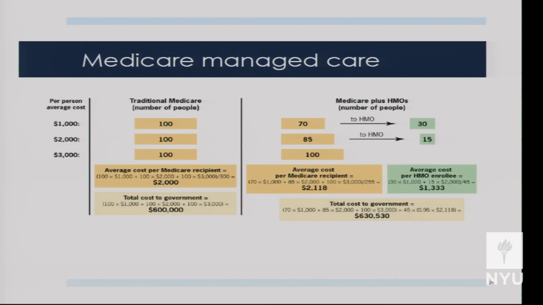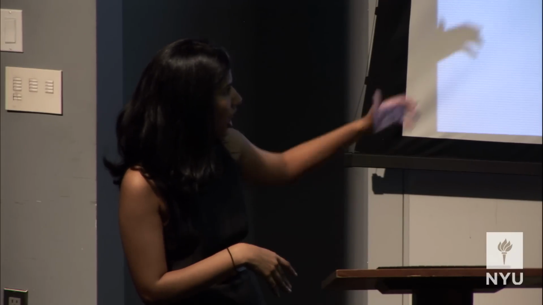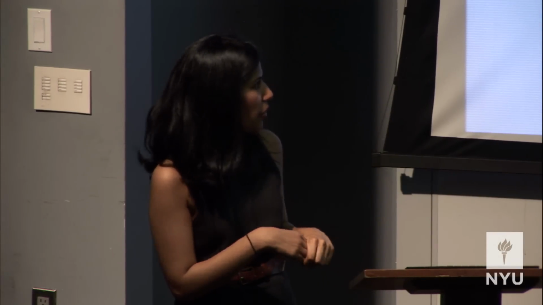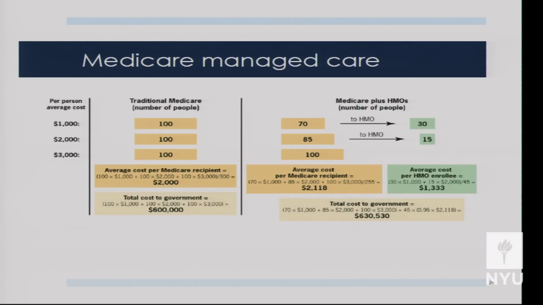But the question is, who are they treating? Are they treating people who cost less anyway? And that's in fact what we found, that they're treating people who cost less anyway. Maybe they're saving money on those people somehow too, but they're by and large just treating a healthier population of old people. So the total cost of government now is in fact $630,000, $631,000 almost.